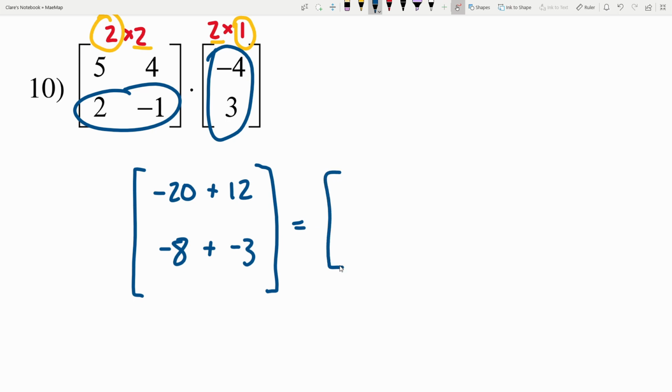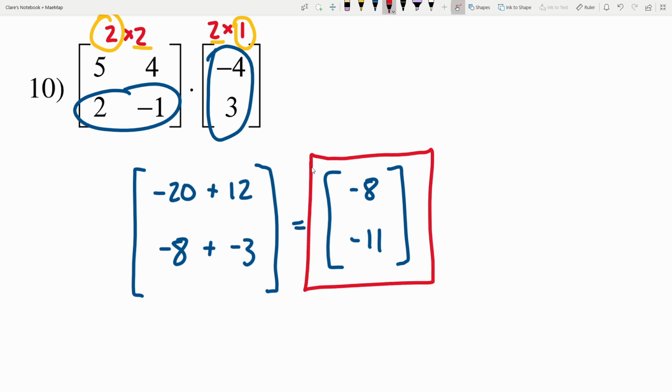So the result of this matrix, negative 20 plus 12, is going to be negative 8. Negative 8 plus negative 3 is negative 11. So negative 8, negative 11 is my solution for number 10.